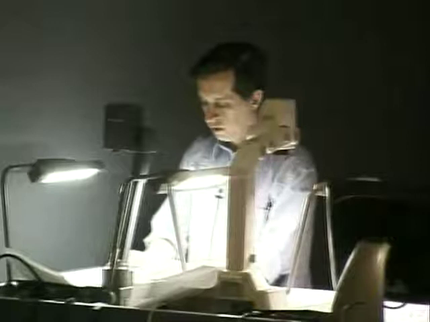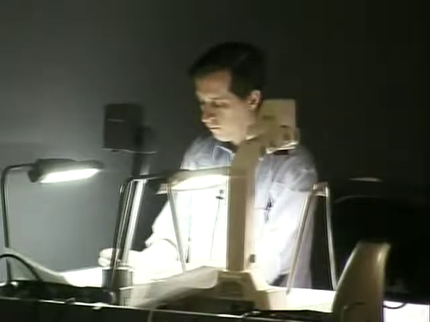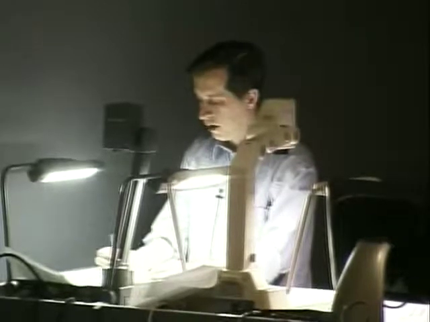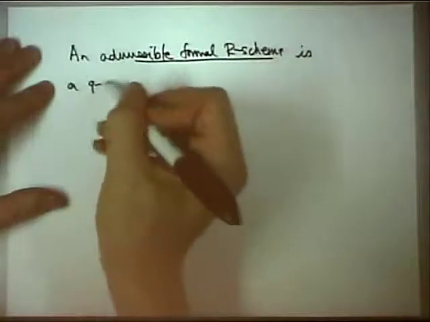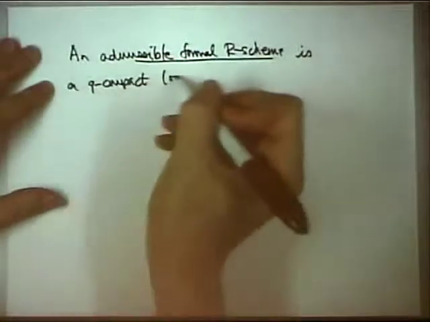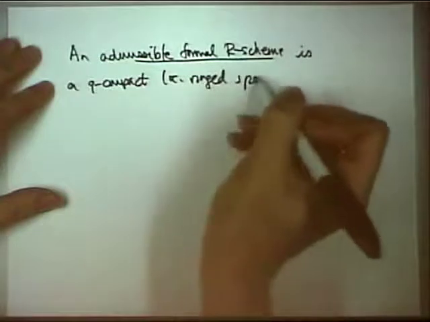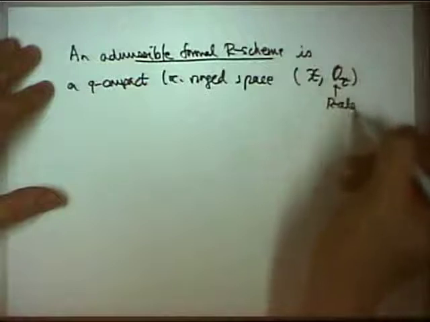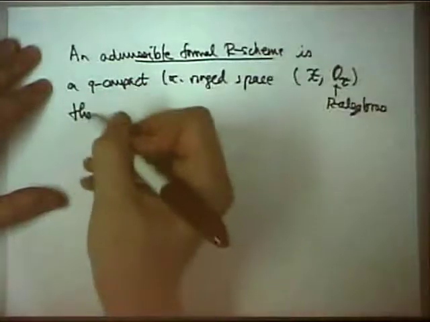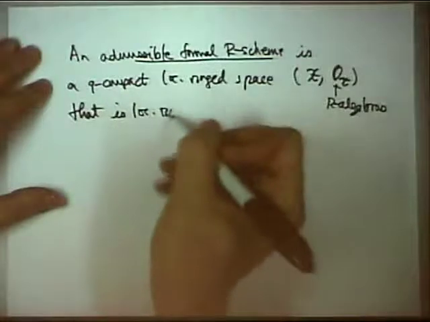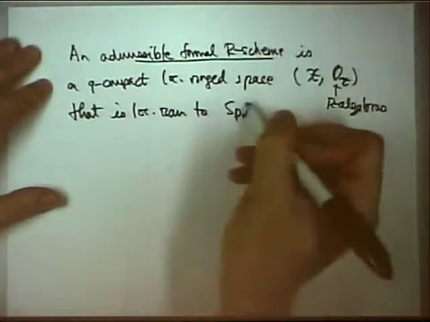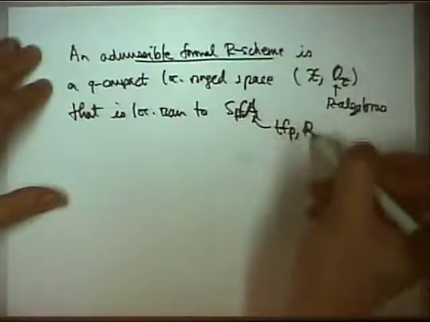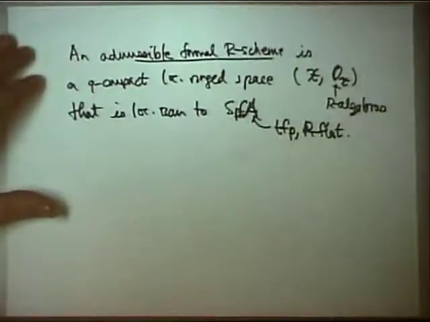So an admissible formal scheme for our purposes is going to be a quasi-compact locally ringed space (X, O_X), where O_X is a sheaf of R-algebras that is locally isomorphic to one of these, where A is topologically finitely presented and, in fact, flat over R. Okay? So that's what we'll call an admissible formal scheme.